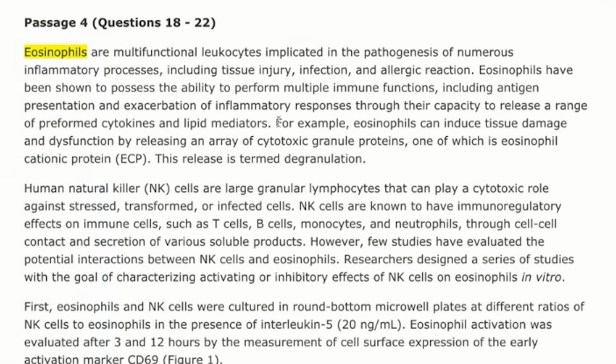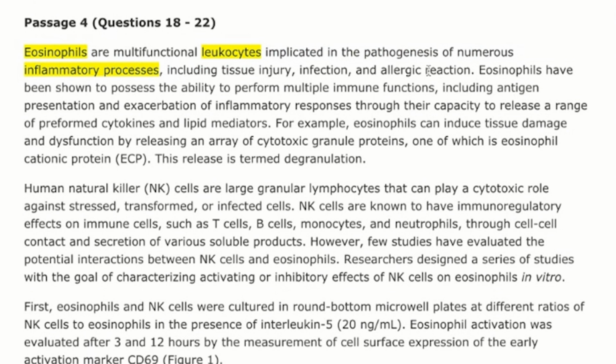They are leukocytes, so I'm going to highlight that as well. That's something it seems like I should know. And they are part of inflammatory processes, so I'll highlight inflammatory processes. Do I need to highlight exactly which ones there are? No, these are pretty vague, right? Tissue injury, infection, allergic. I'm not going to highlight that. I just want to know it's inflammatory.